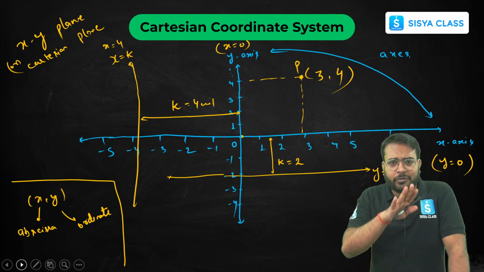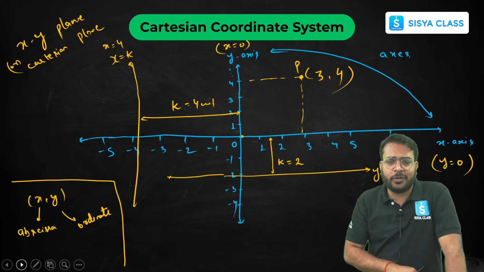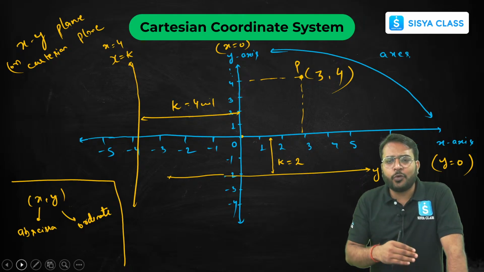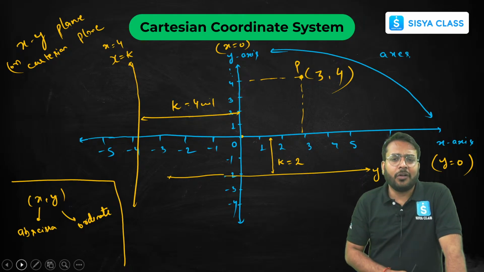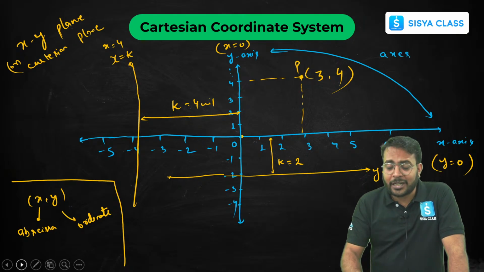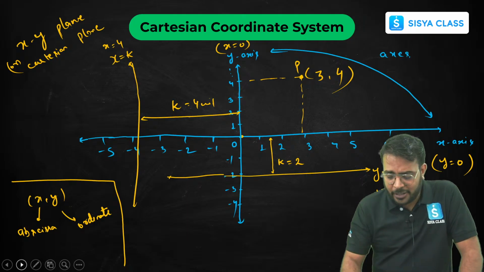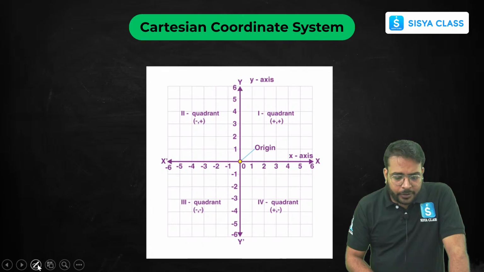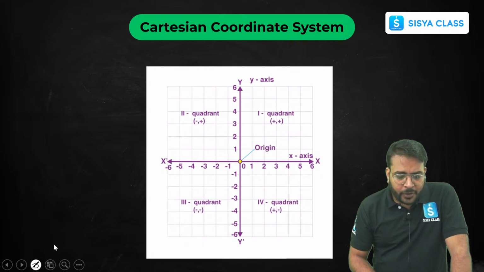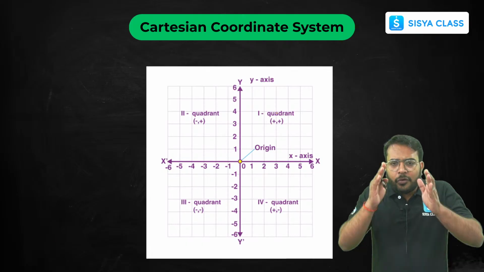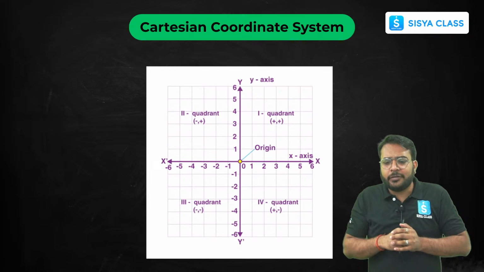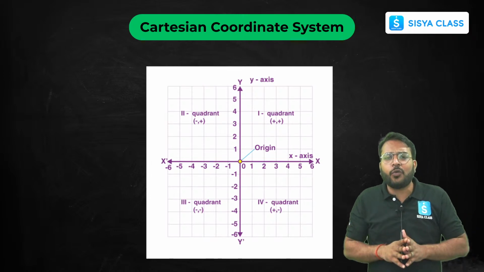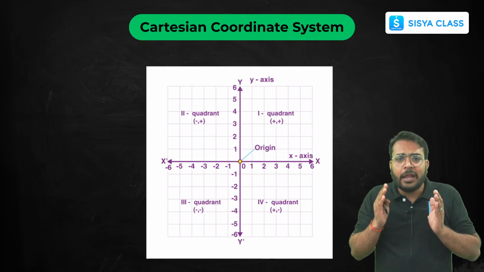In the same way with the coordinate system: when you are dealing with only two dimensions, it is called a two-dimensional system, and when you are dealing with three dimensions, it is called a three-dimensional system. Understood? Now this x and y axis is going to divide the whole xy plane, or Cartesian plane, into four quadrants.